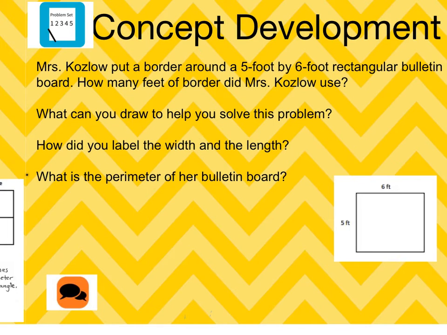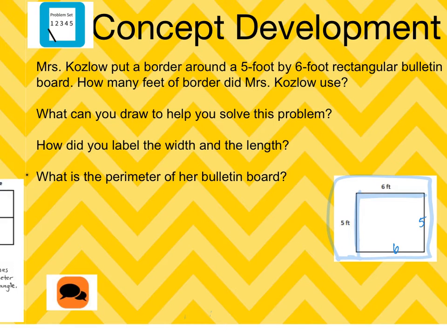So over here, I drew a picture of her bulletin board. I would like you to do the same. We have one side length labeled with 5 feet, the other side length labeled with 6 feet. So I know 2 of my side lengths. What would my other side lengths be for my rectangle? This side would be 5, and this side would be 6.